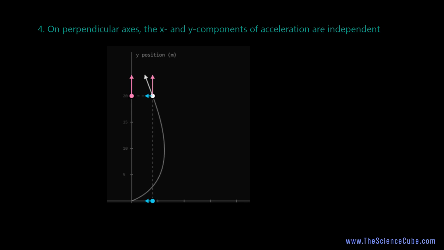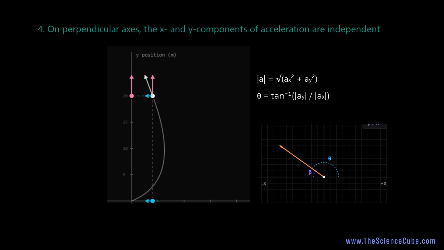And 4. On perpendicular axis, the x and y components of acceleration are independent. Solve the x direction and the y direction separately, then combine at the end with a equals under root ax squared plus ay squared, and theta equals tan inverse ay upon ax, adjusted for the correct quadrant using the signs of ax and ay.